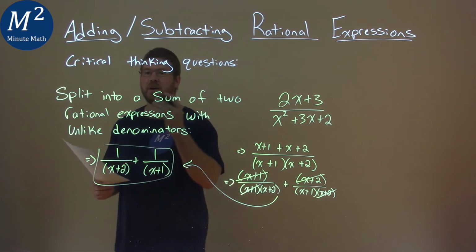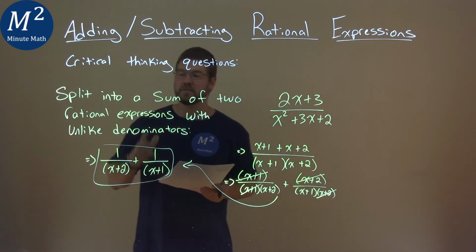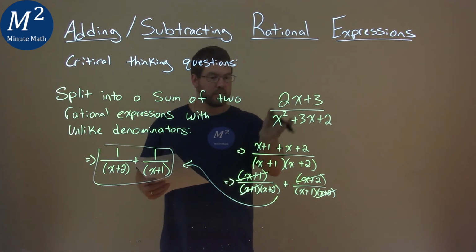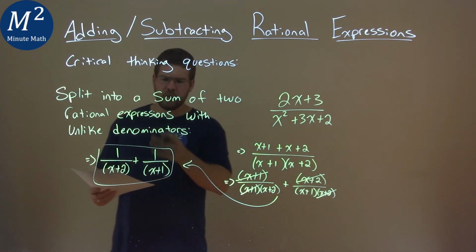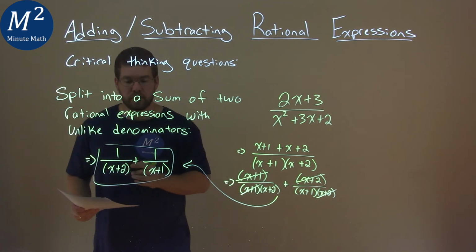What they told us was to split this into a sum of two rational expressions with unlike denominators. It's still simplified, still the same expression here, but our final answer is 1 over x plus 2 plus 1 over x plus 1.